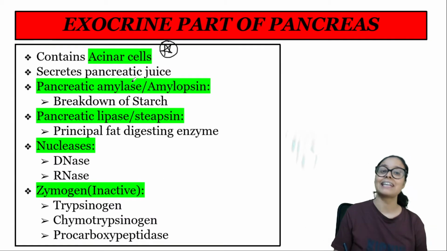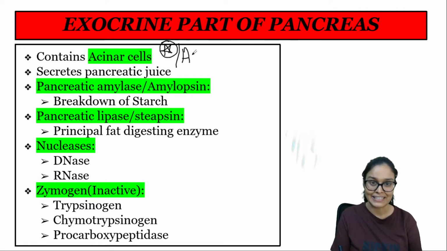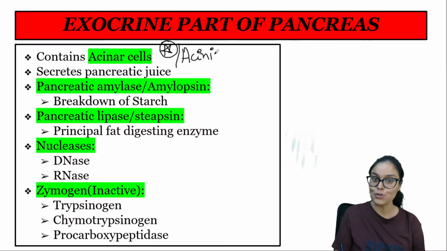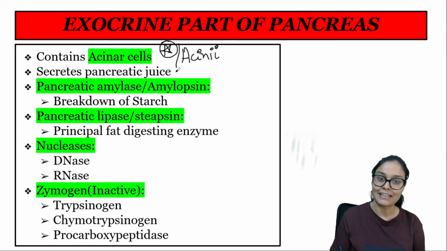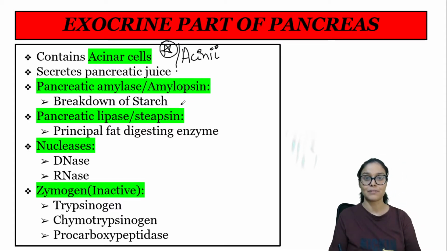So here in this chapter, what is important? Exocrine part, acinar cells or acini. So don't be confused if you find this type of question. It will secrete pancreatic juices, you have to remember, right?